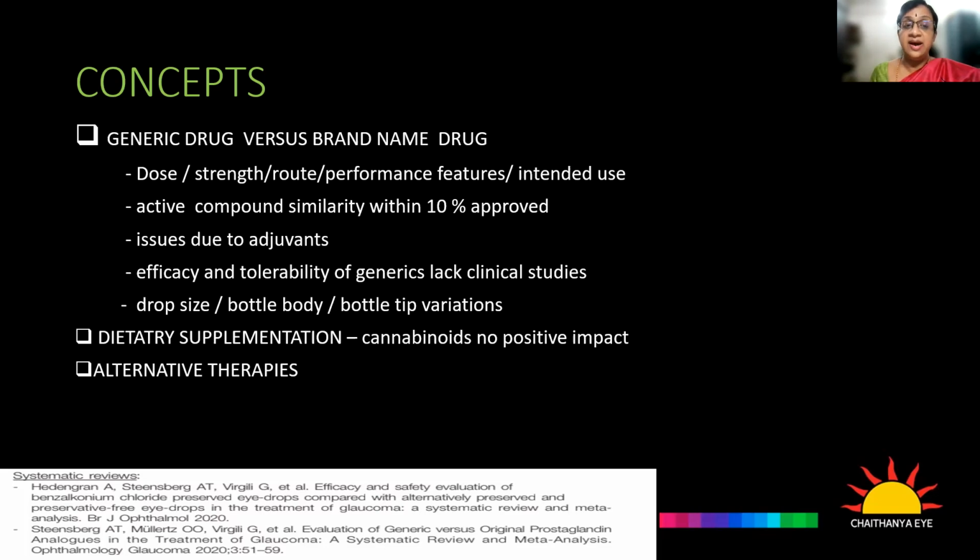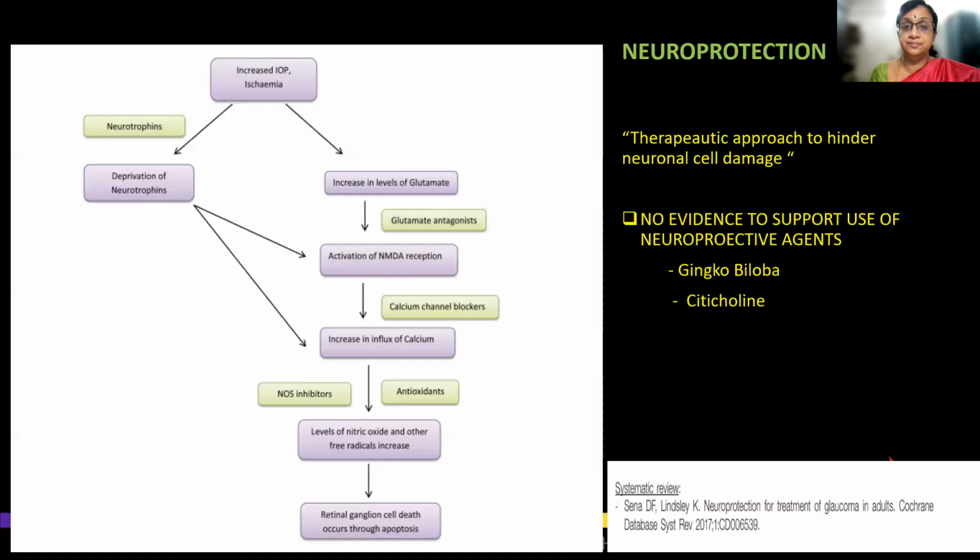There is not much evidence to support that dietary cannabinoids, dietary supplementations, and alternative therapies like yoga really help glaucoma progression. Neuroprotection also, there's not much evidence to support the use except for ginkgo biloba, acetylcholine. The neuroprotectors may be either glutamate antagonists or calcium channel blockers or antioxidants, and nitric oxide synthetase inhibitors, because you know these nitric oxide synthetases are present in the Schlemm's canal, trabecular meshwork, and ciliary muscle. So when you have inhibitors, then the free radicals, etc., extent will decrease, and hence you can prevent apoptosis.